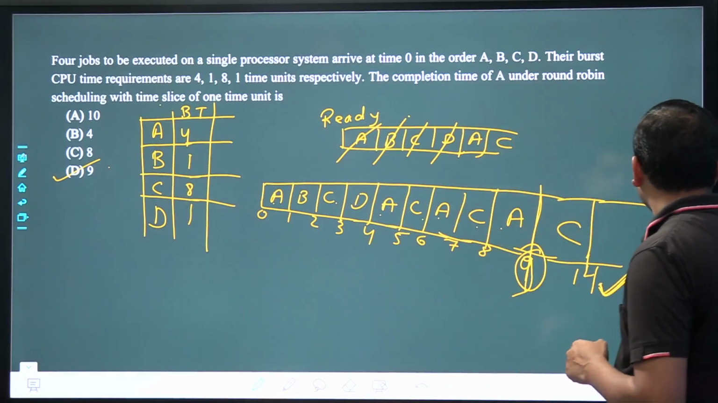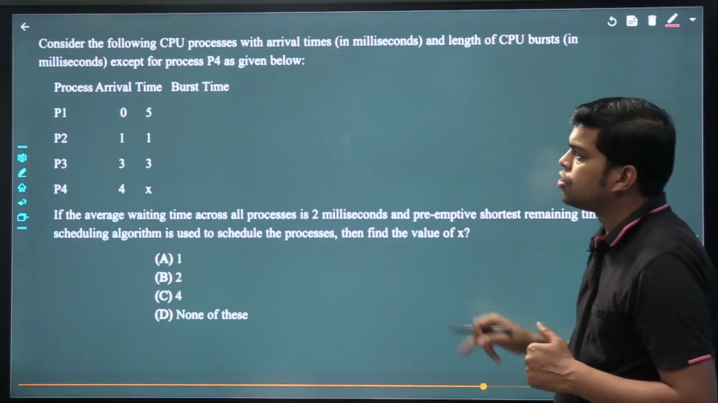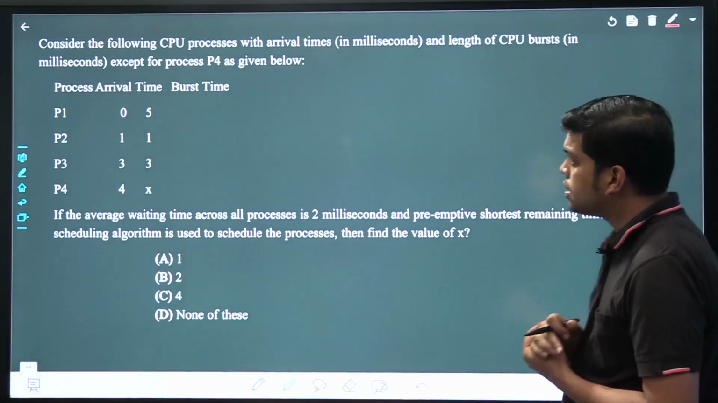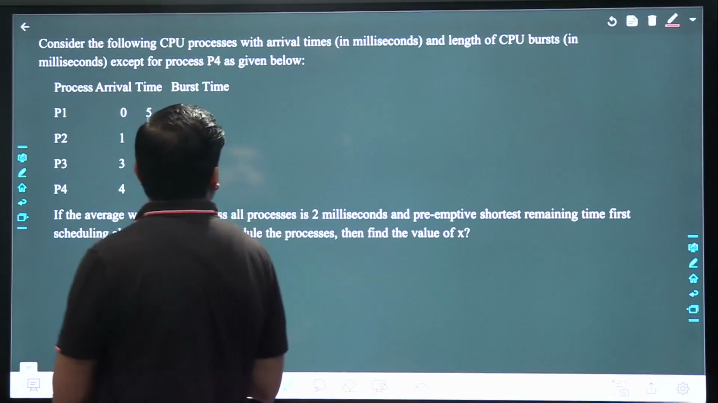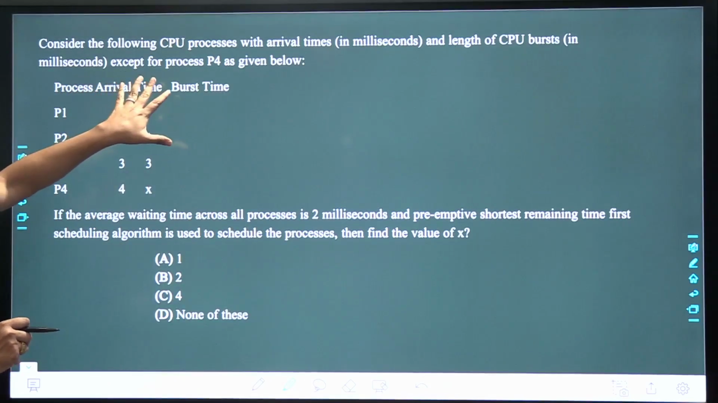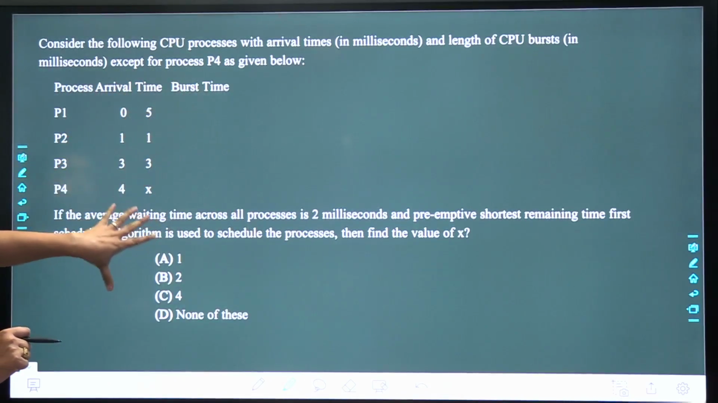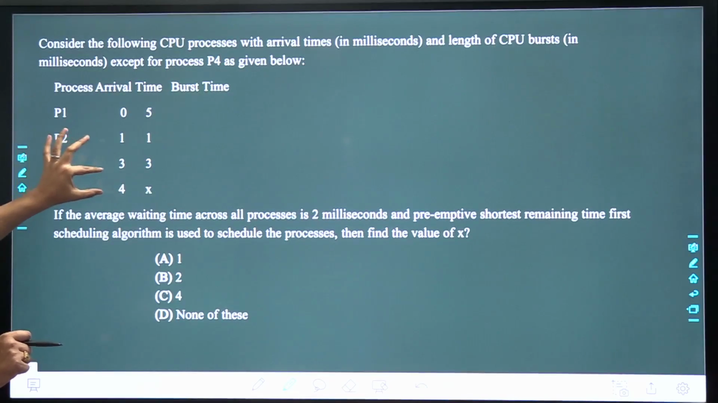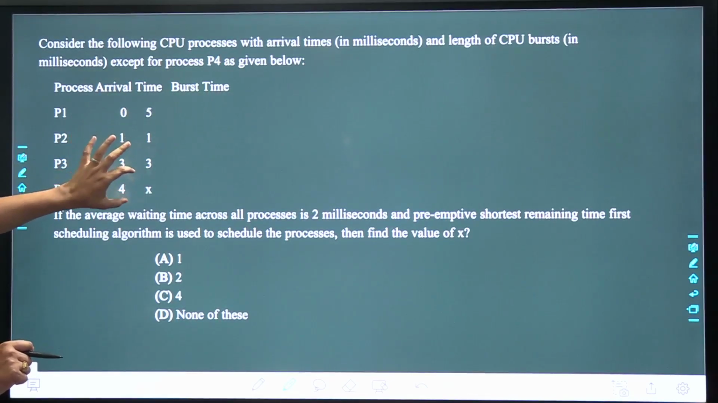Got it? Now the next question. Consider the following CPU processes with arrival time in milliseconds and the length of CPU burst in milliseconds, except for process P4 as given here. Means that the burst time for process P4 is not given.